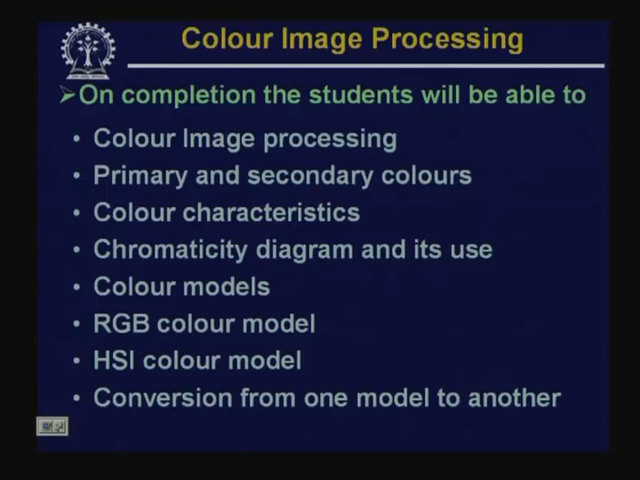We are going to see what the primary and secondary colors are. We are going to talk about color characteristics. Then we will see the chromaticity diagram and how it can be used to specify a color. We will see two color models: one is the RGB color model, or red, green and blue color model, and the other one is the HSI color model. And we will also see how we can convert from one color model to another.